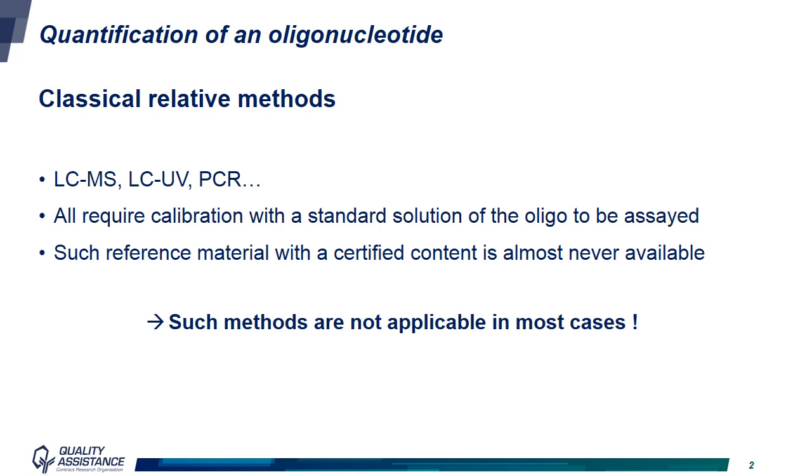As any other API, an oligonucleotide needs a quantification method. There are several classical relative methods like chromatography, followed by MS or UV detection, or PCR. But all these methods require calibration with the standard solution of the oligo to be assayed. However, unfortunately, such reference material with a certified content is almost never available. So, such methods are not applicable in most cases for assay of the oligonucleotides.